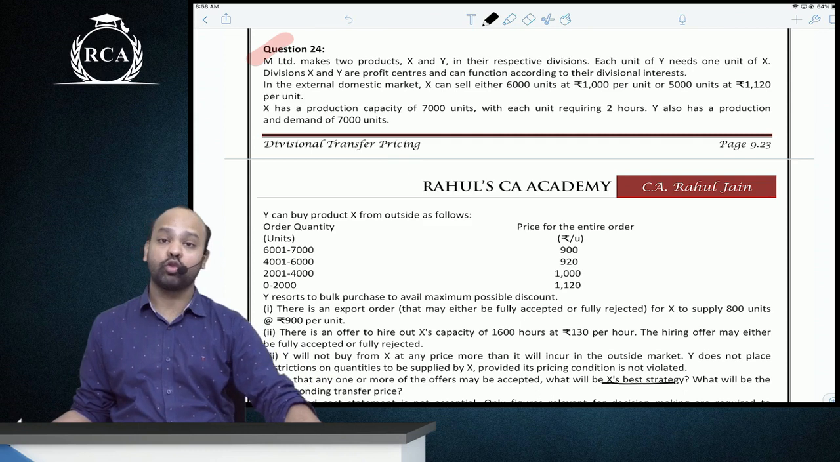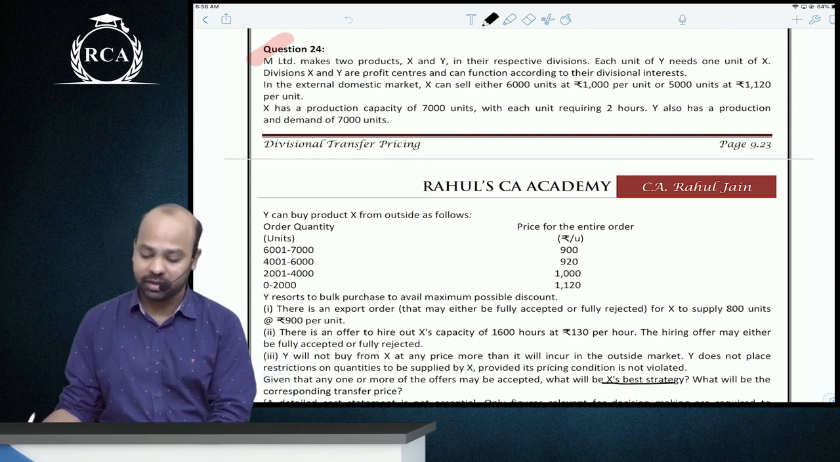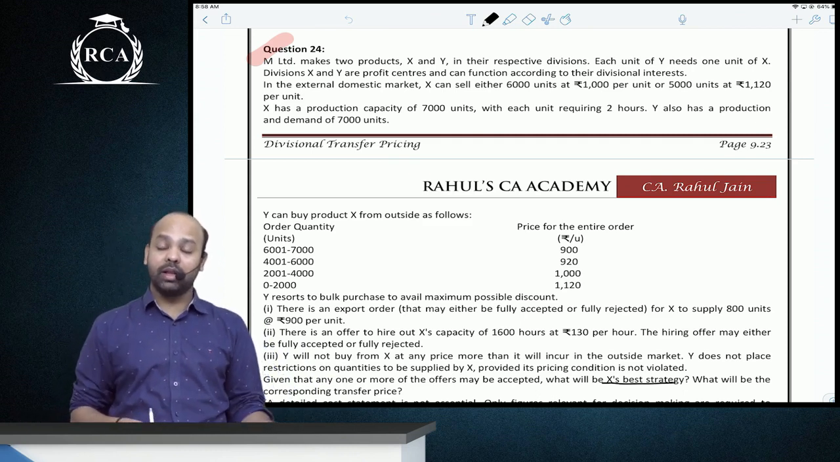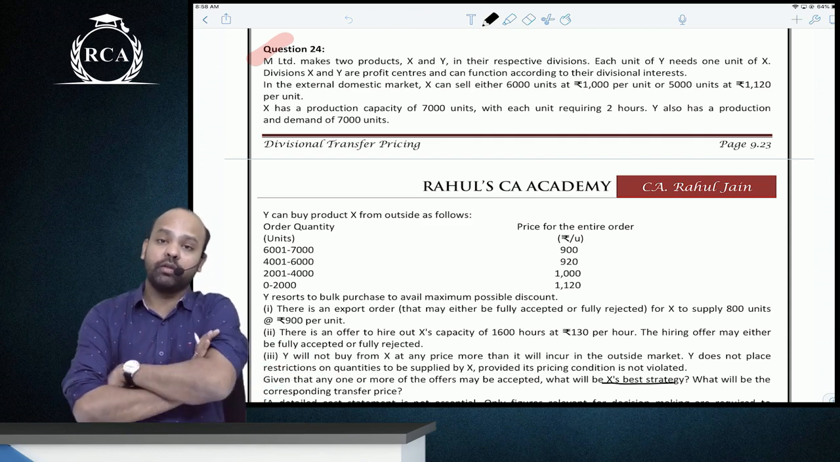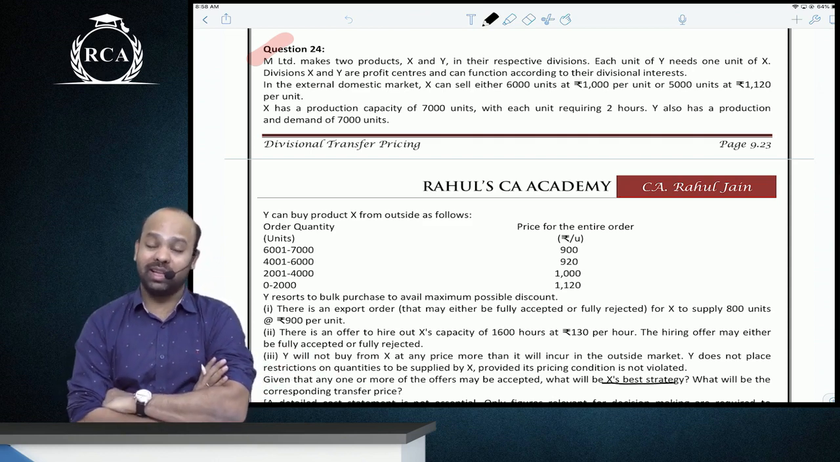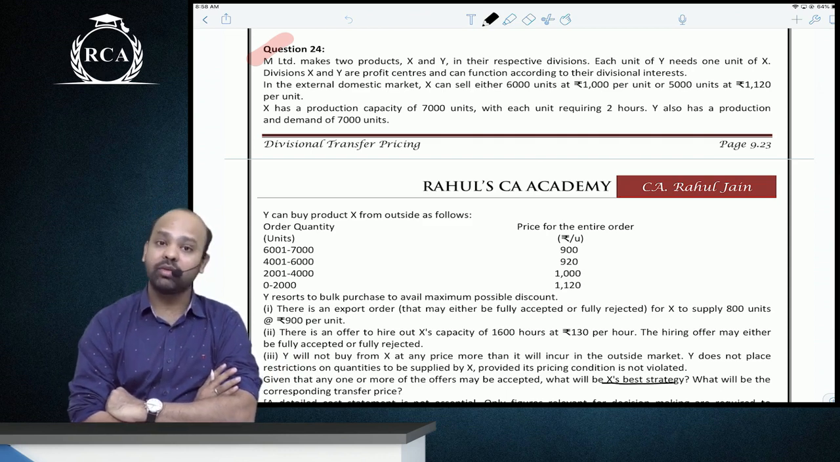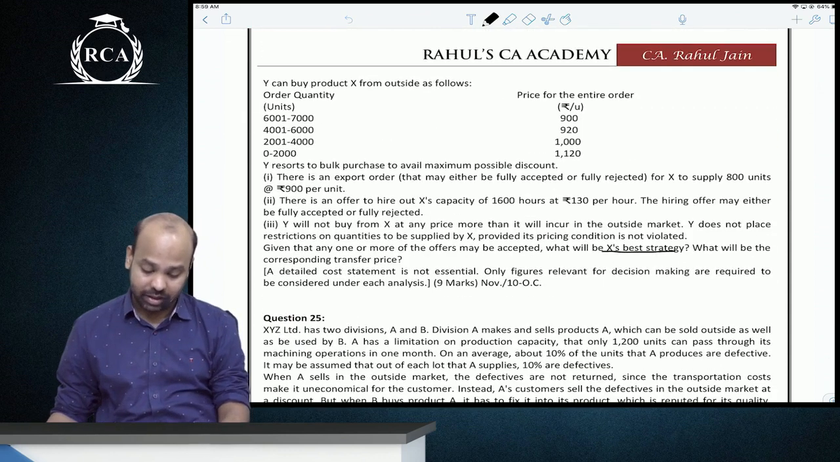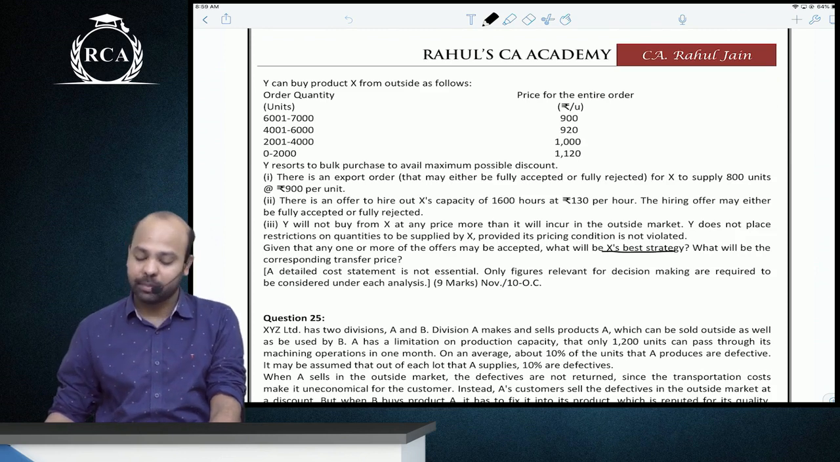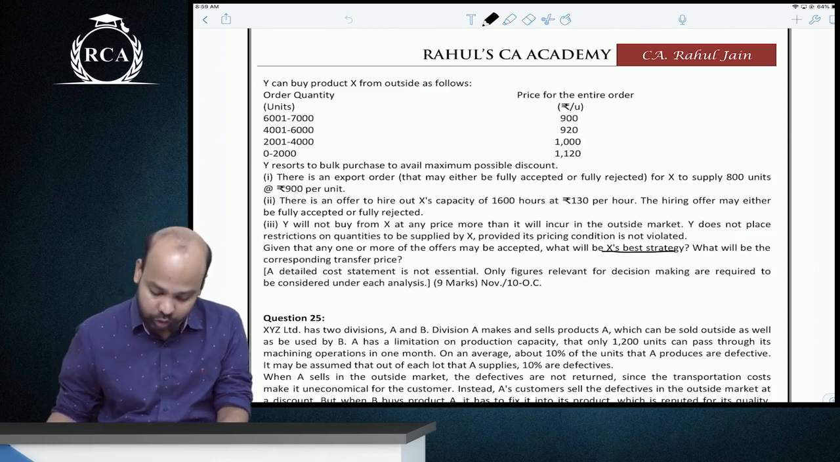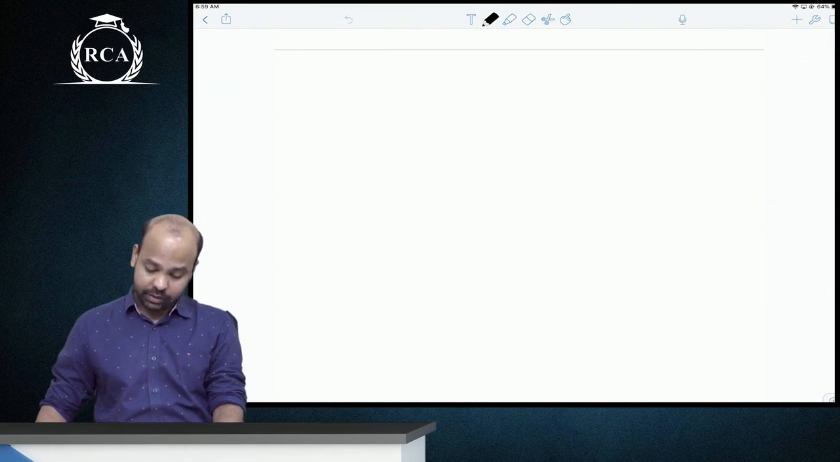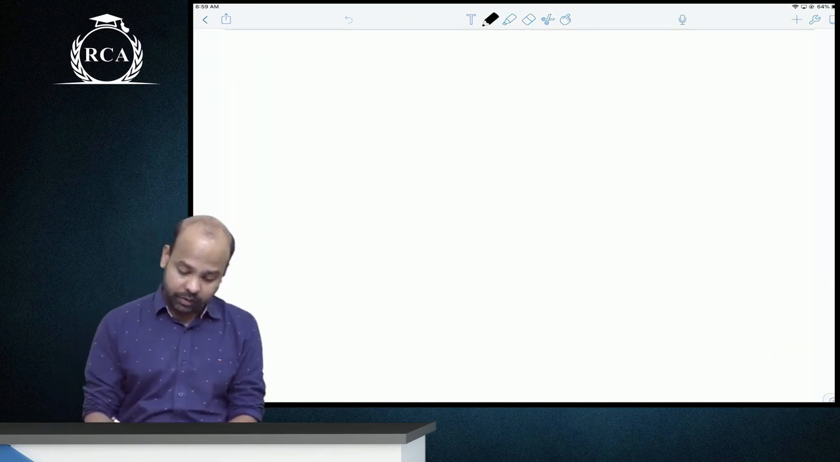We can decide what is more beneficial for the company. Then we have an export order of 800 units. We also have an option of transferring anything up to 7,000 units to the other division. And then we have an option of leasing out our plant capacity, 1,600 hours at 130 rupees per hour.